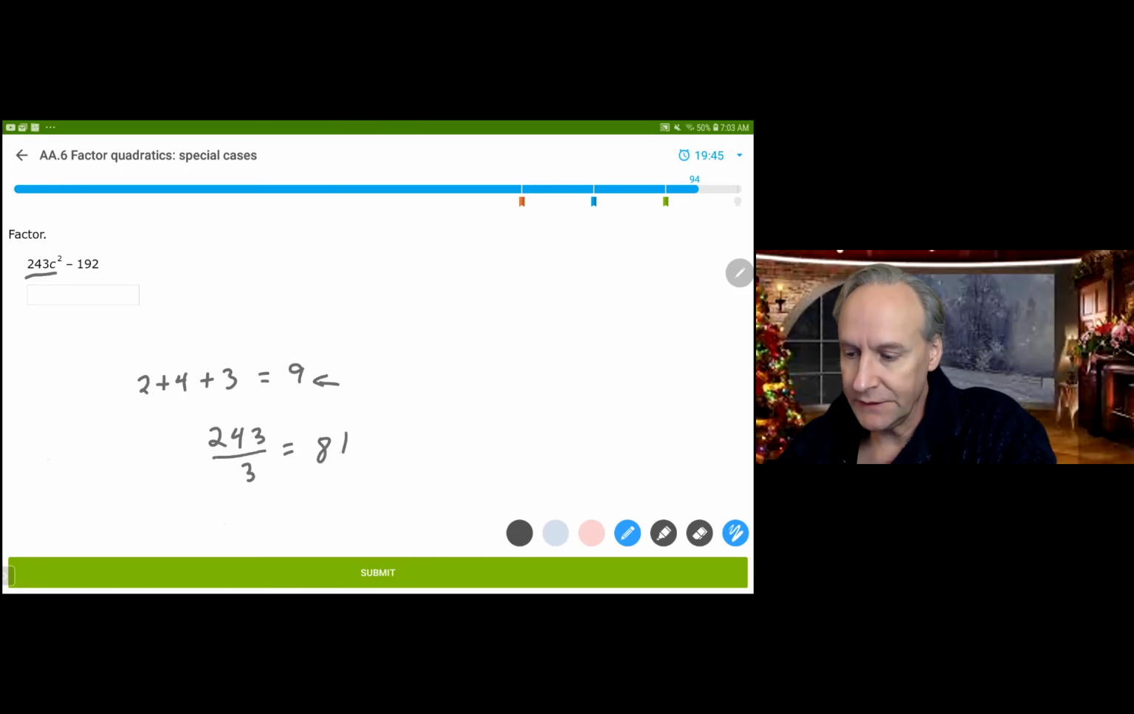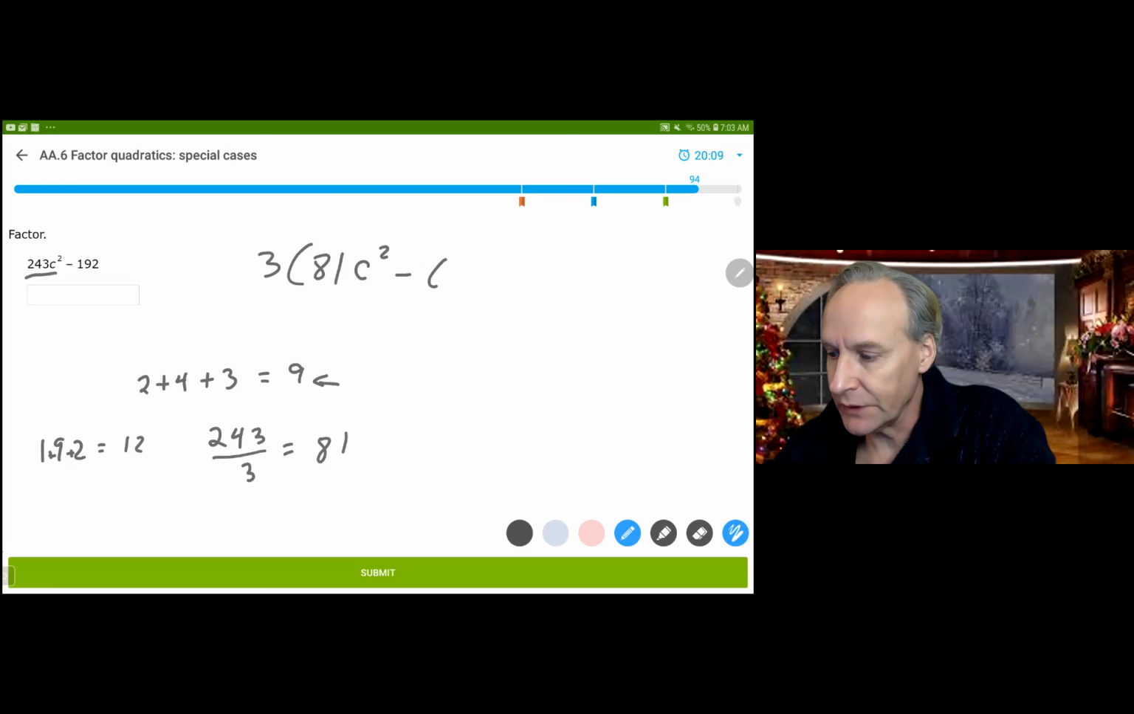Now for the 192, let's see if that's divisible by 3. Well, add the digits together, and you get 12. That is divisible by 3, but not 9. So anyway, take the 3 out, and we do get 81c squared minus, and when we take out the 3, what do we get? 3 goes in there 64 times, doesn't it?